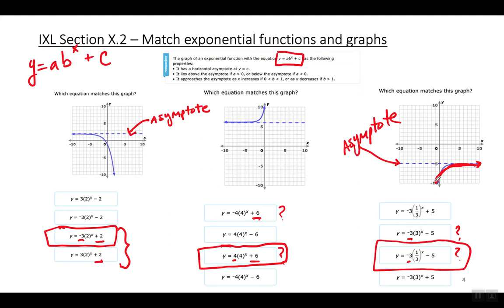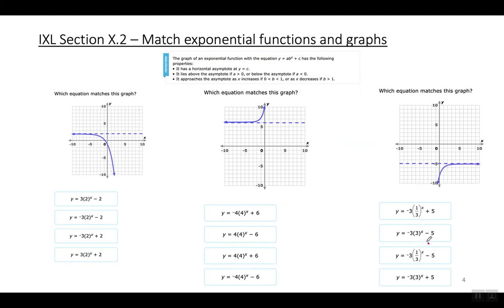I'll say it one more time because I could see people getting confused with that one. Let me erase all this. This is the correct answer. If we look at the graph from left to right, is this line getting closer to the asymptote? Yes, it is. So if it's getting closer to the asymptote, that means that B, which is this number right here, has to be a number between 0 and 1.